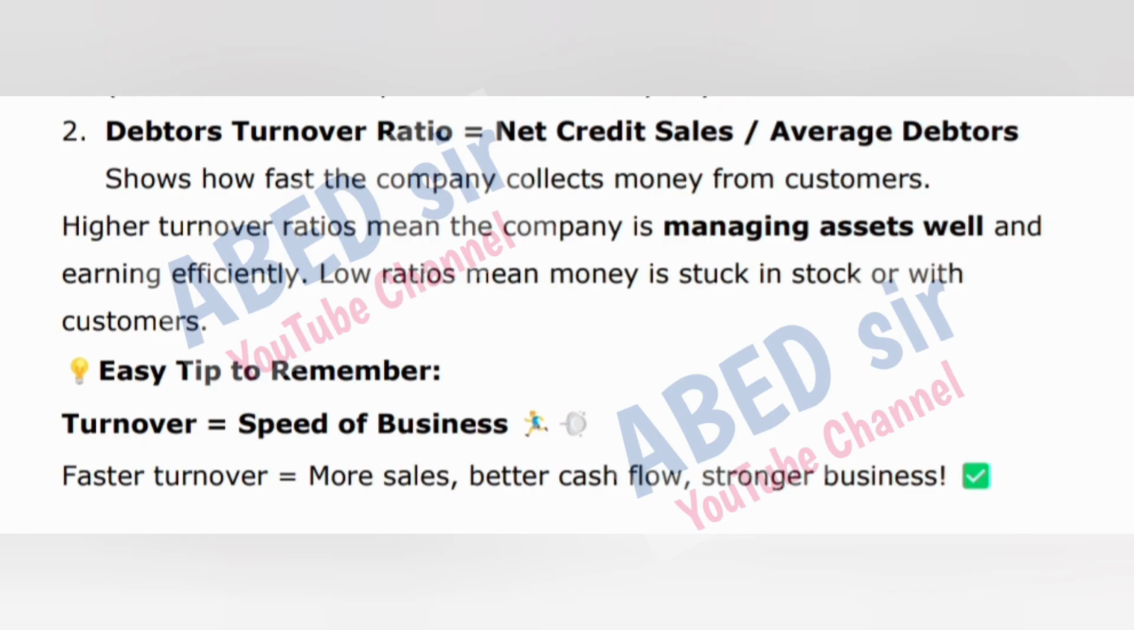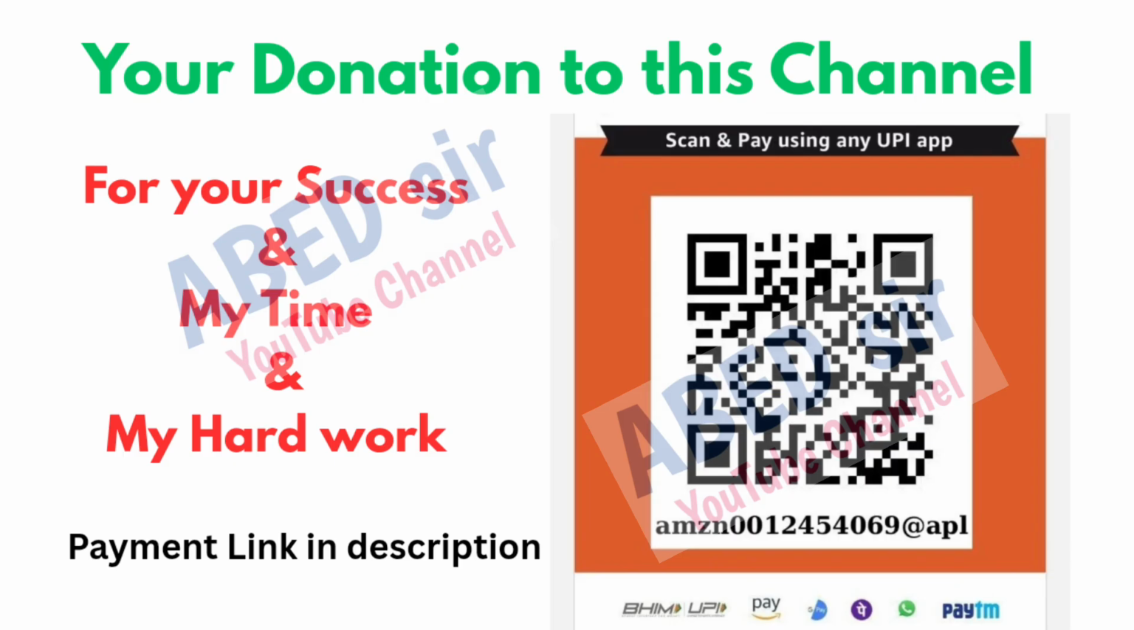Easy tip to remember: turnover is equal to speed of business. Faster turnover is equal to more sales, better cash flow, stronger business. Next, Unit 1, long questions.